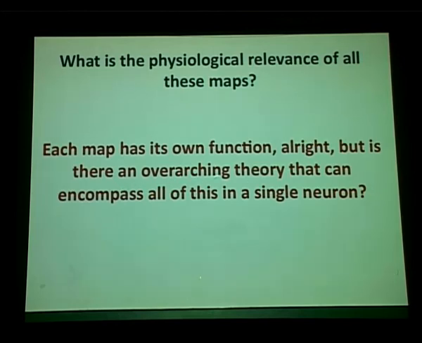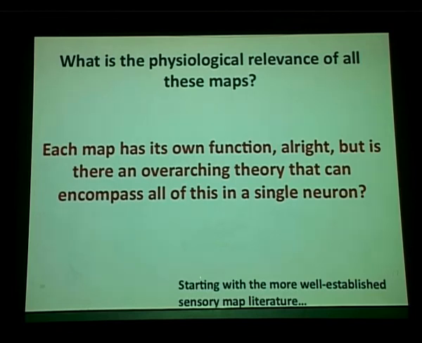But the question is, is there an overarching theory as to why all of these are present as gradients within a single neuron? So all of these are not present in different neurons. We are studying them differently, but all of them are sitting in the same neuron doing something as a collective ensemble. The question is, what is it that it is doing, right? So we'll start with the more well-established sensory map literature and see if we can get some clues from there as to why this should be happening within neurons.